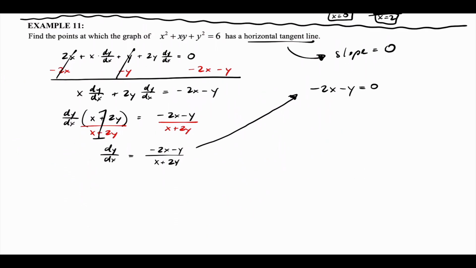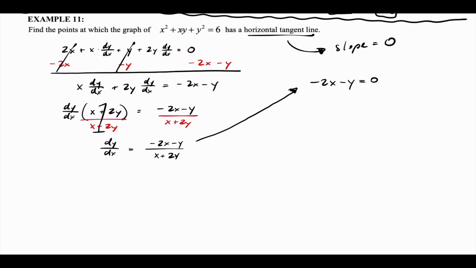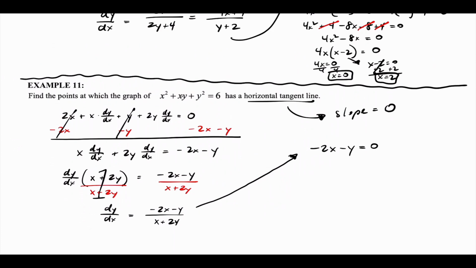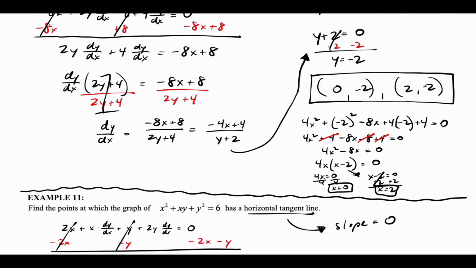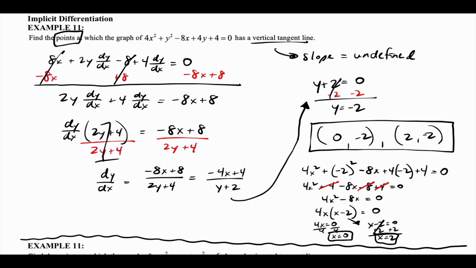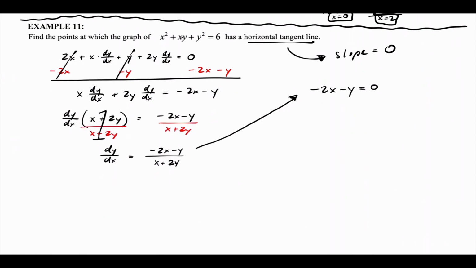Well, I have an issue again. I have x's and y's. So I need things to plug in. So what did we do last time to figure out what to plug in? How am I going to figure out x's and y's? Because right now, I have that. So what can I do to figure out points? Like I did last time, like I did on problem number 10.